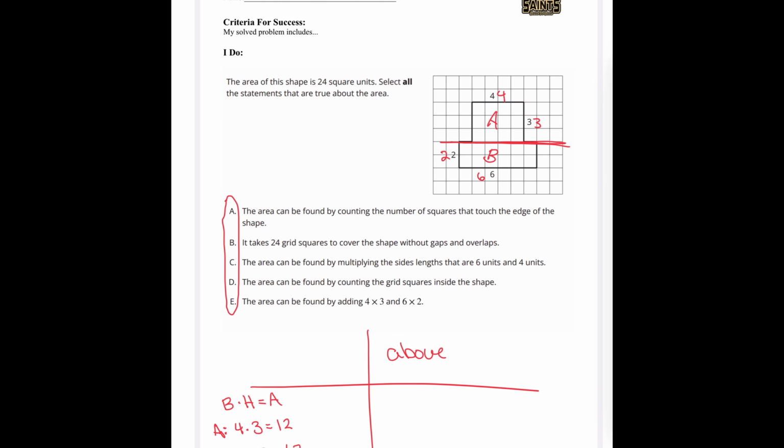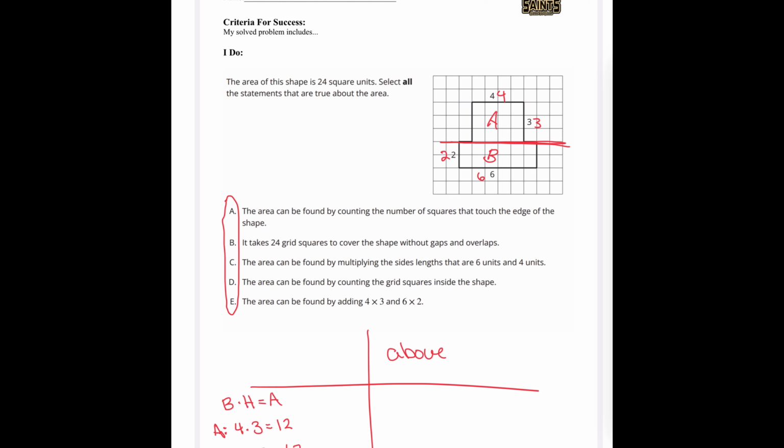But for this one right here, we're going to add these two together because we're trying to find this whole area. So ask yourself, do I need to subtract or add to find the whole shape? I need to add here. So I'm going to be adding this 12 and this 12 together to end up with 24. 24 what? 24 square units.